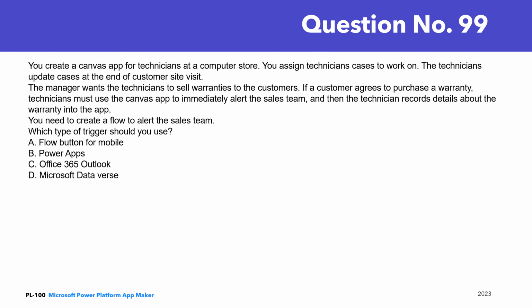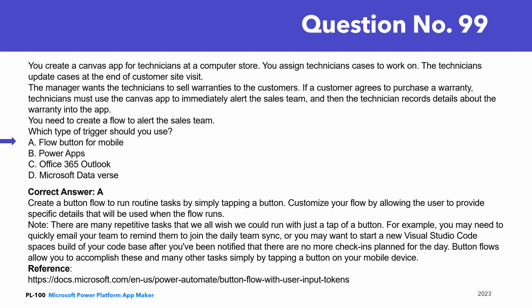A. Flow button for mobile. B. Power Apps. C. Office 365 Outlook. D. Microsoft Dataverse. Correct answer, A.